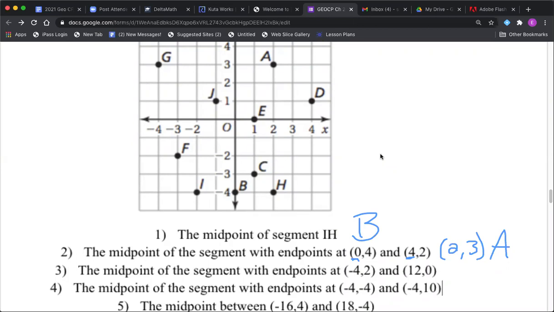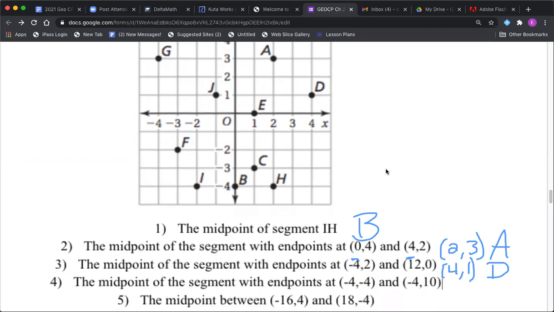So this round was the easy stuff. So for the third one, -4 and 12. Add them, that's 8. Divided by 2, I get 4. And then I do the same thing with the y's. 2 plus 0 is 2, divided by 2 is 1. And then I look and see who's at 4, 1. Oh, it's D. So far it's spelling the word bad, but I'm not done yet because there's 2 more.